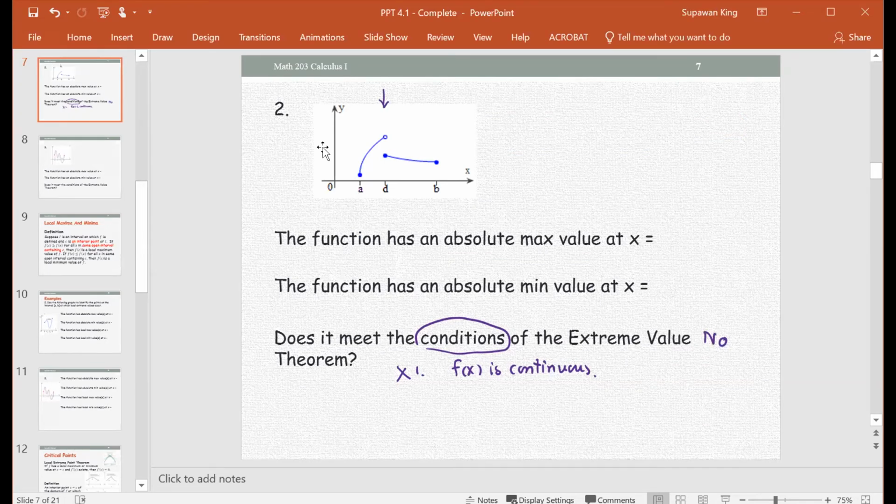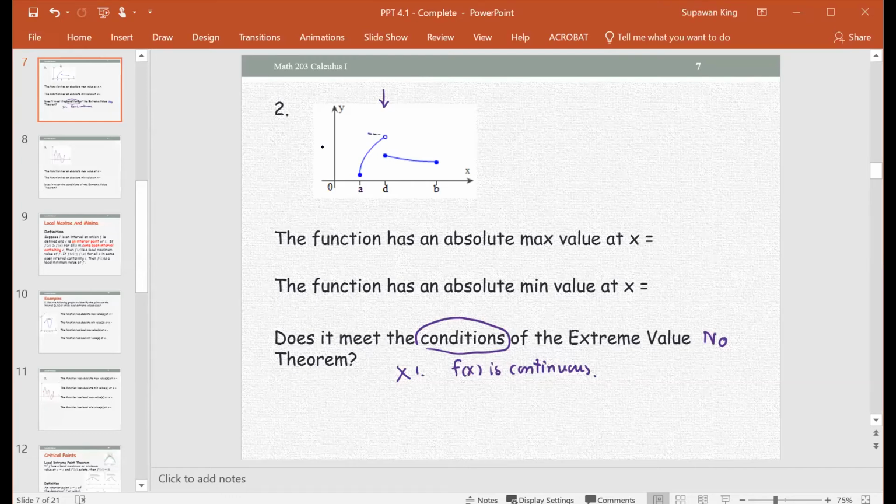If it doesn't meet the conditions, the extreme value theorem does not guarantee that you're going to have an absolute max or absolute min. You might have it, depending on the individual graph in a problem. But by the extreme value theorem, it is not certain that you're going to have it or not, so it depends case by case. So the answer for this is no, it doesn't meet the condition, and we have to find out directly from the graph. Even though it has the closed interval from A to B, we have to look at the highest point of the graph.